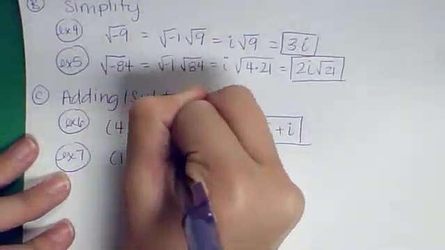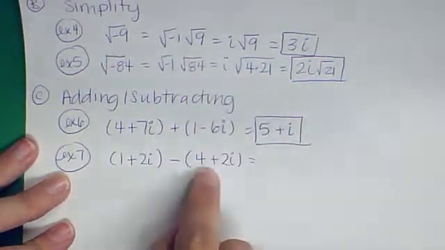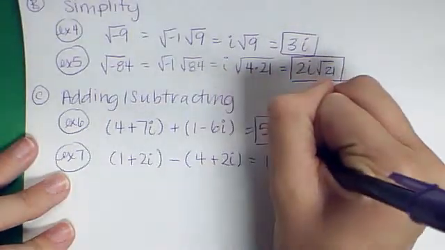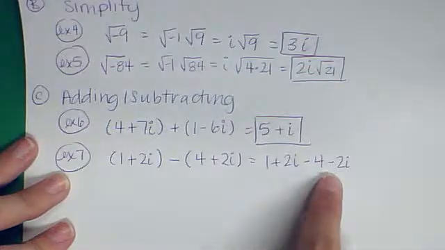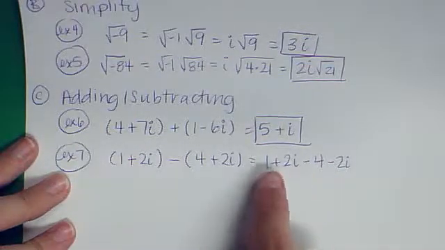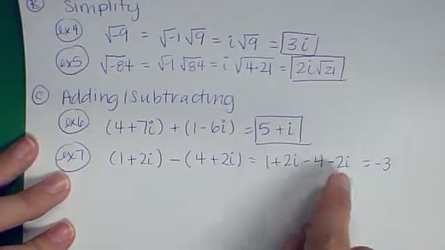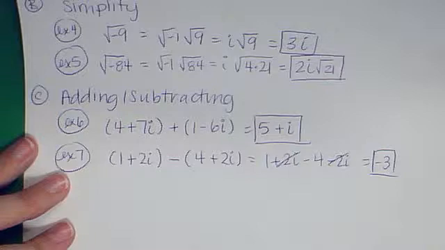If I have 1 plus 2i minus 4 plus 2i, I have a minus in between my parentheses, so I've got to distribute that negative. So 1 plus 2i minus 4 minus 2i. Notice I've distributed the negative here. Now I want to combine my like terms. 1 and negative 4 makes negative 3. 2i and negative 2i will cancel each other. And that means that negative 3 is my final answer.